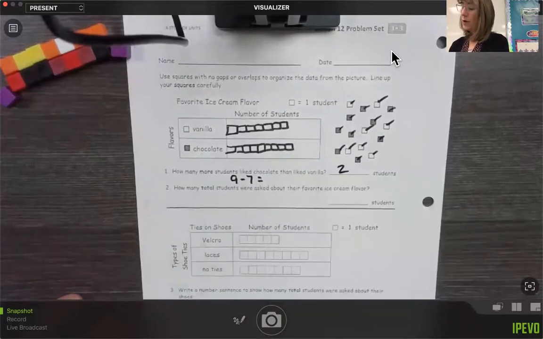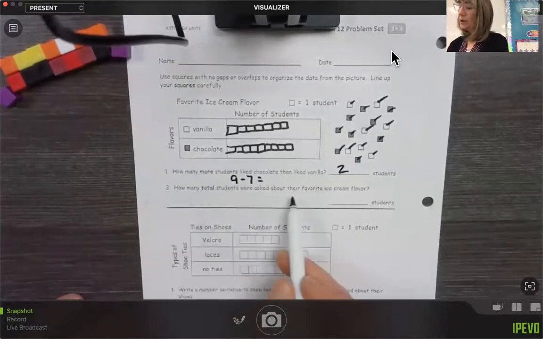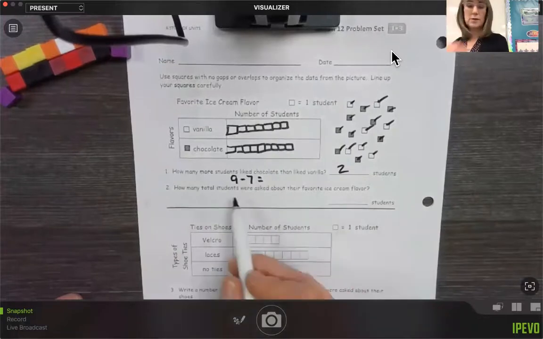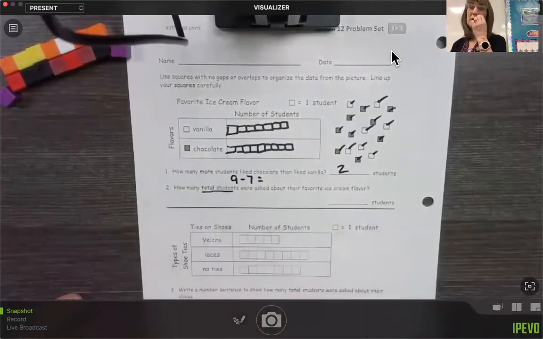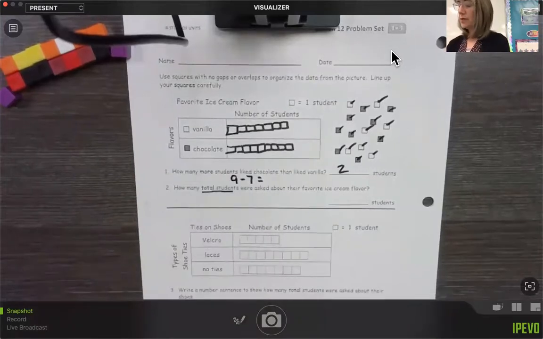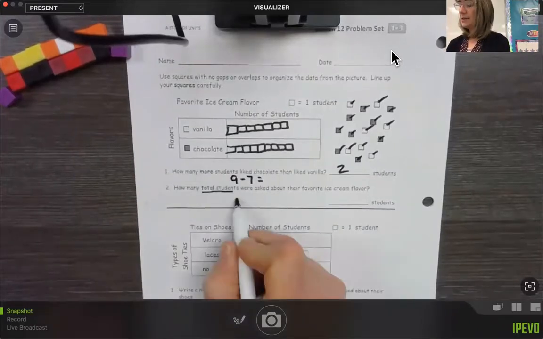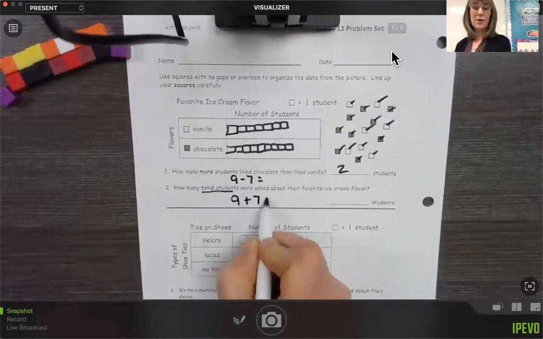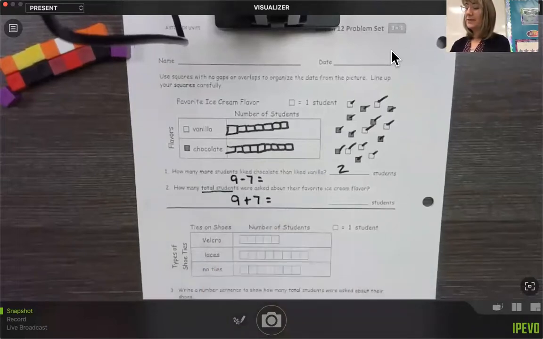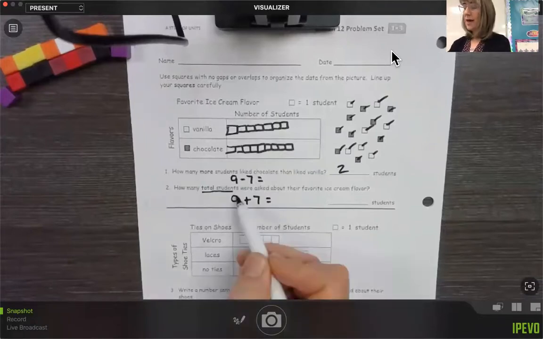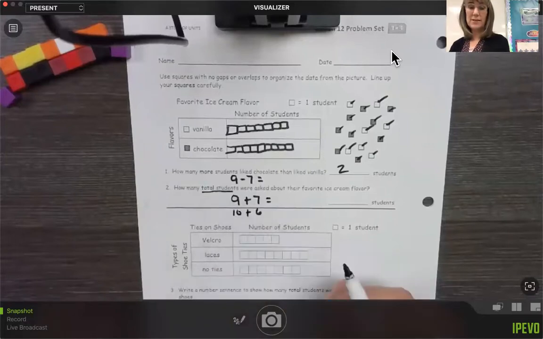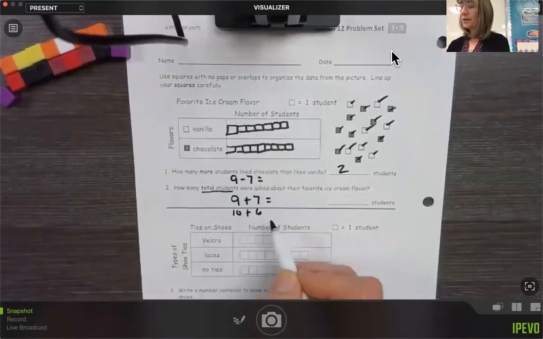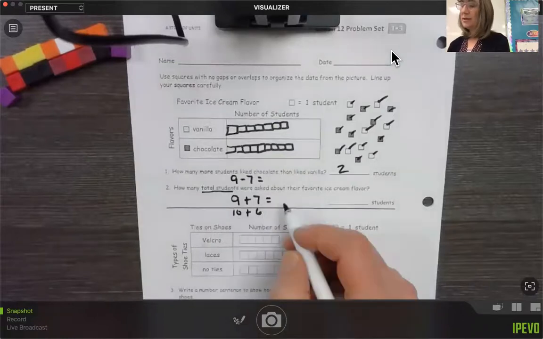How many total students were asked about their favorite ice cream? Here's the clue word, total students. When it says total, that means they want you to add the 2 together. So we're going to say 9 plus 7. And I know that if I gave 1 over from 7 to 9, then that one would be 10, and this one would be 6. Like if I had 7 cookies and you had 9 and I gave you 1, I would now have 6 and you would have 10. So 9 plus 7 is the same as 10 plus 6. So my answer is 16.